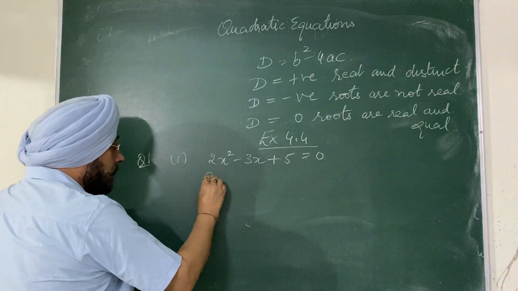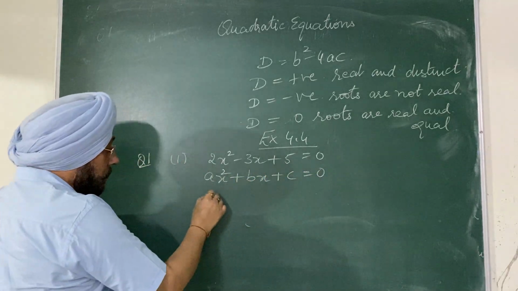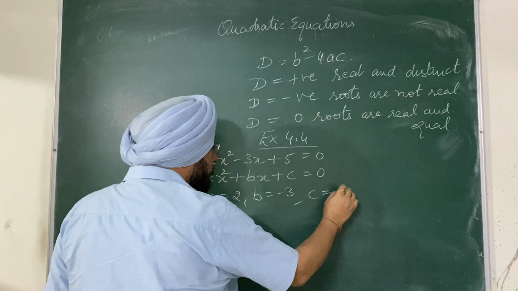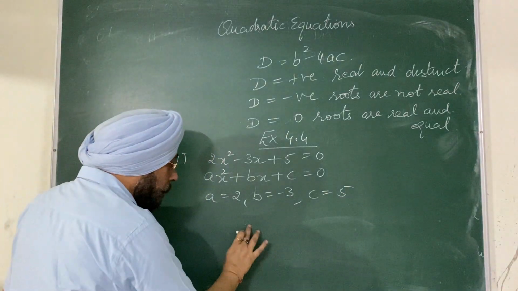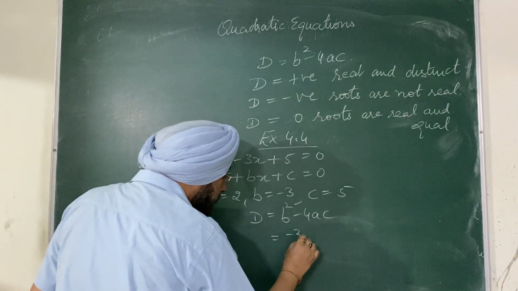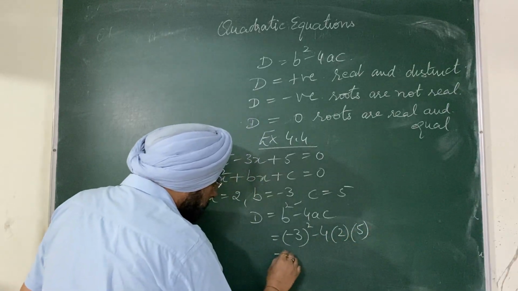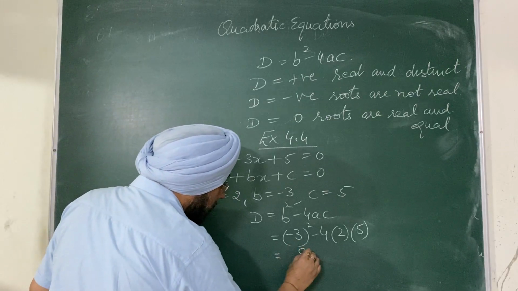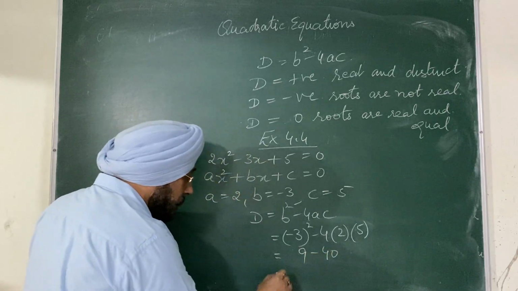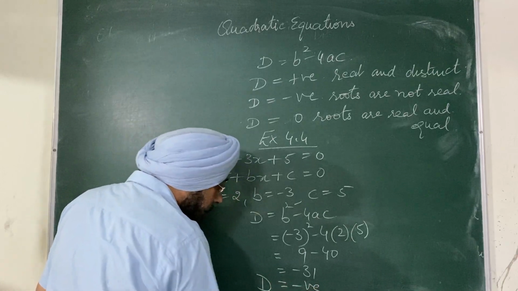Again, if we compare this equation with ax squared plus bx plus c equals 0, we get a equals 2, b equals minus 3, and c equals 5. Now again we have to calculate D equals b squared minus 4ac. So b is minus 3, a is 2, and c is 5. This is 9, 5 2s are 10, and 10 4s are 40. We get 9 minus 40, which equals minus 31, which shows that D is negative.